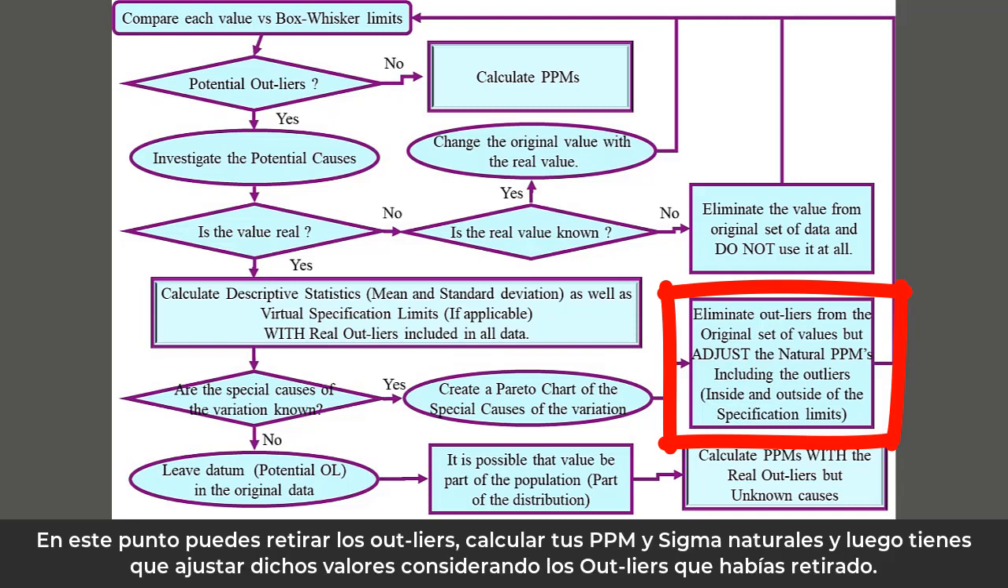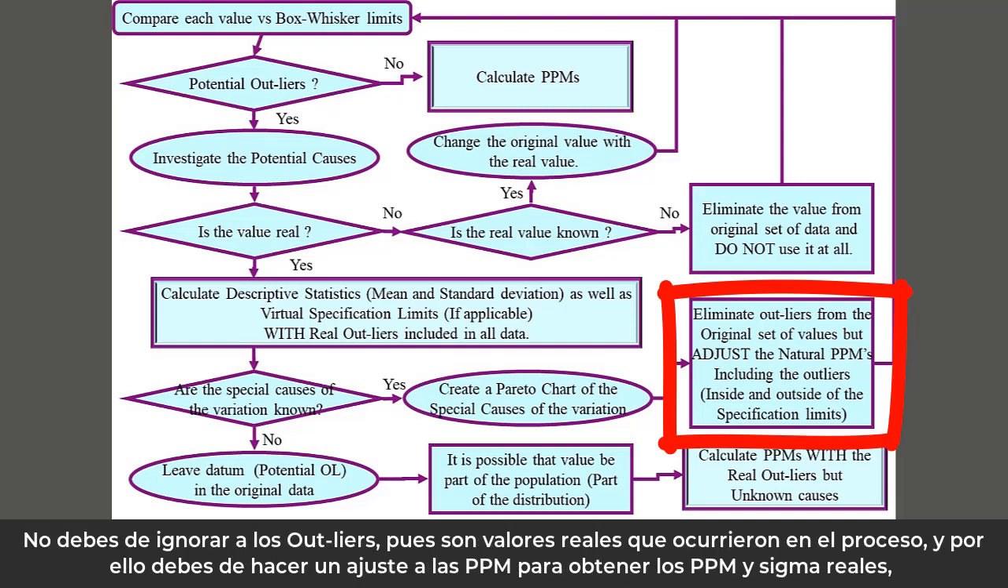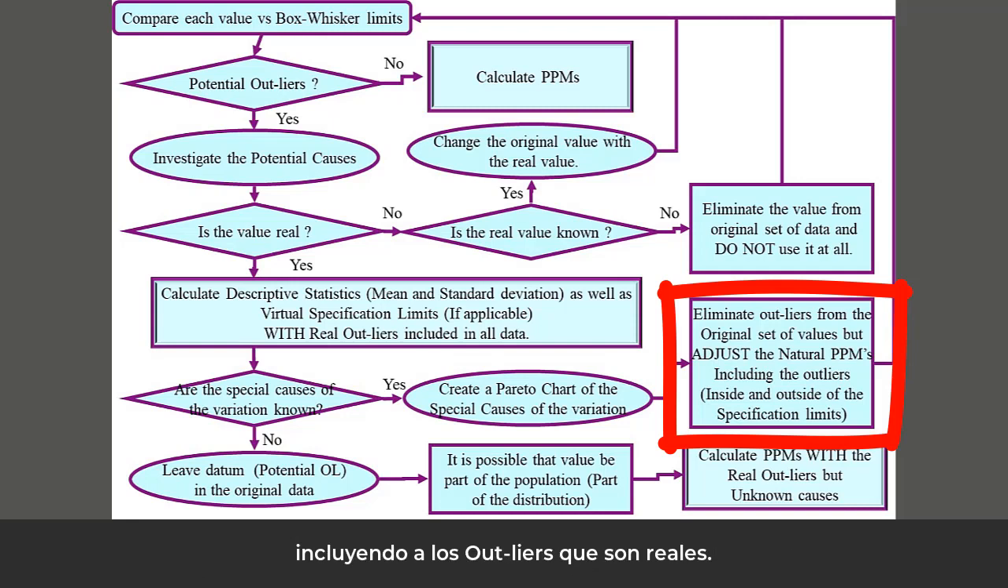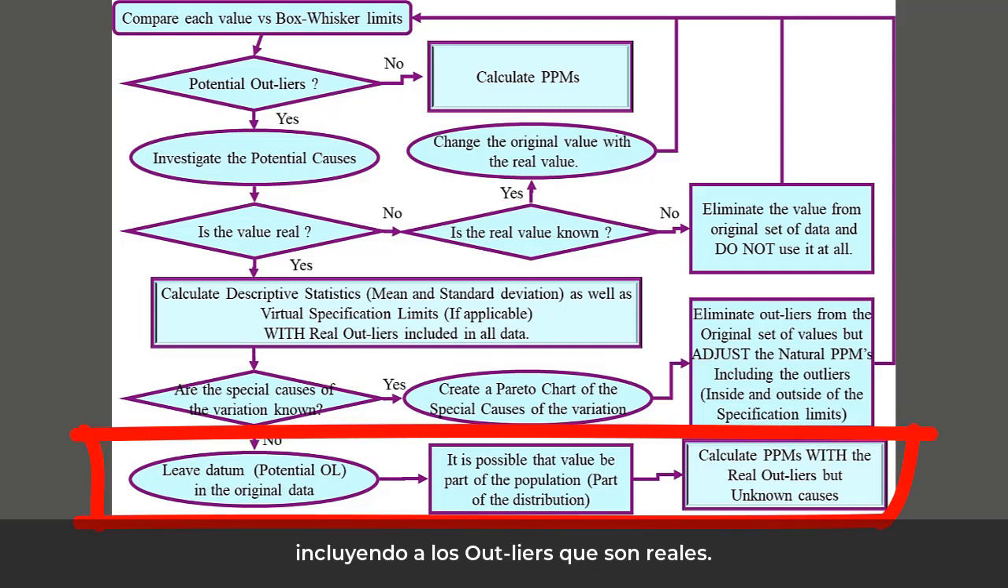What do you have to do? At this point, you can remove your value, calculate your natural PPMs, your natural sigma, your descriptive statistics, and do your inferential statistics. When you have your final PPMs, those have to be adjusted because this value was real, so you don't ignore the outlier. You make an adjustment to the PPMs to get the real PPMs and the real sigma, including the outliers that were real.